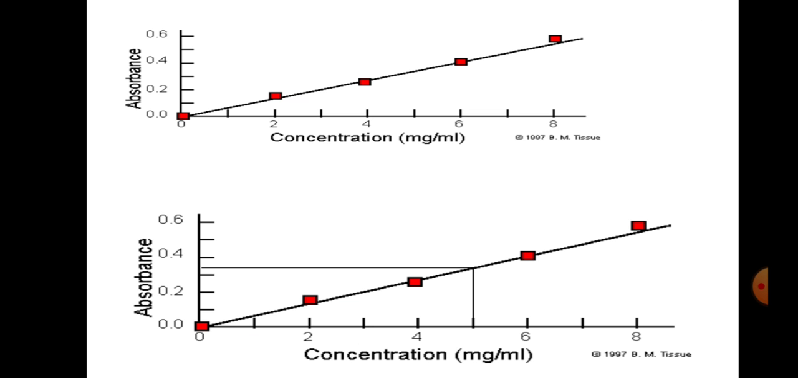After obtaining the standard line or the standard graph, using the standard graph we can determine the unknown concentration in this way. Here you can see how the unknown sample's OD value is cut across the line to obtain a perpendicular line onto the x-axis. So here where the perpendicular line joins on the x-axis, that shows the concentration of the unknown sample.